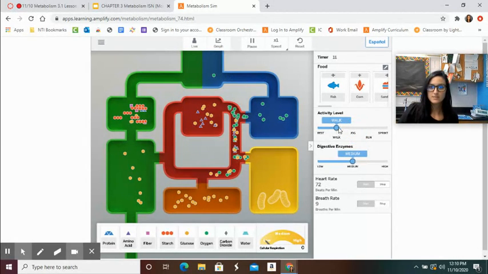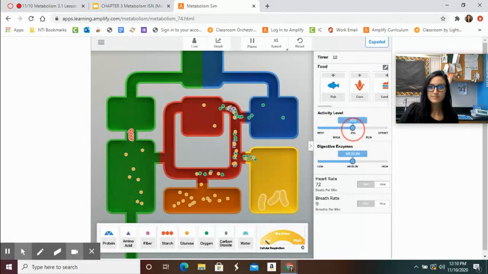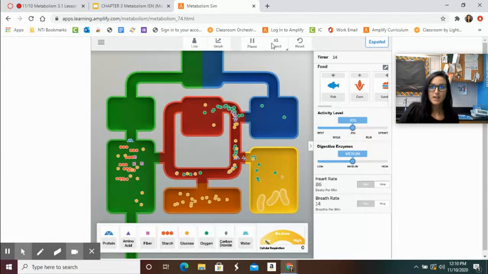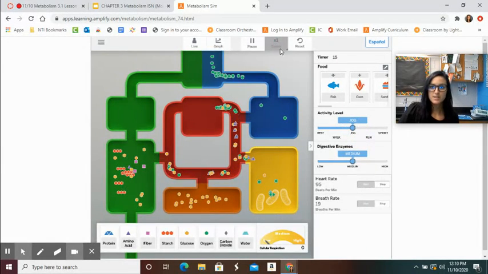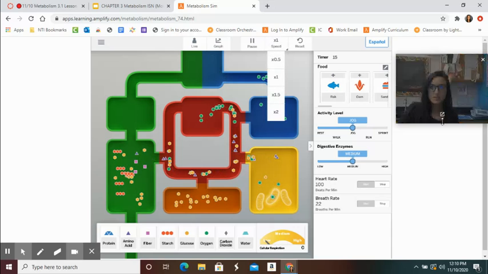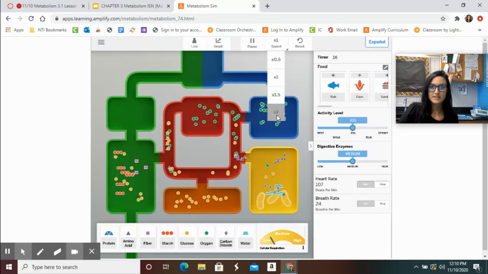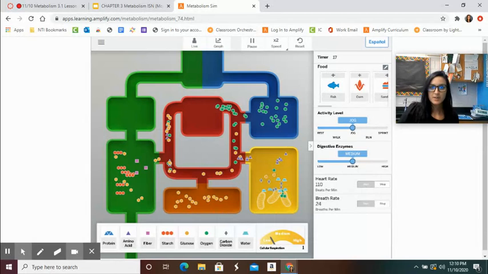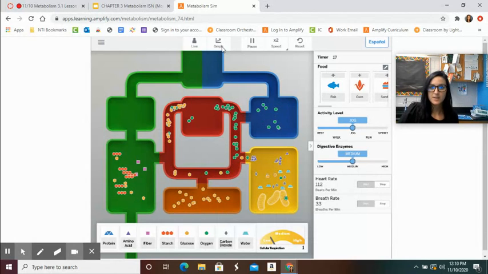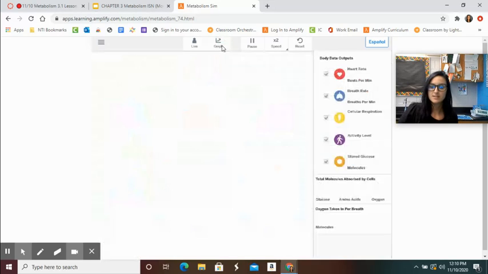I don't know why it doesn't want to work. There we go. So we're changing it to jog. I'm going to change the speed to 2 to make it go faster. And remember, we look at it in graph view up here, and we are measuring when the person stops jogging.